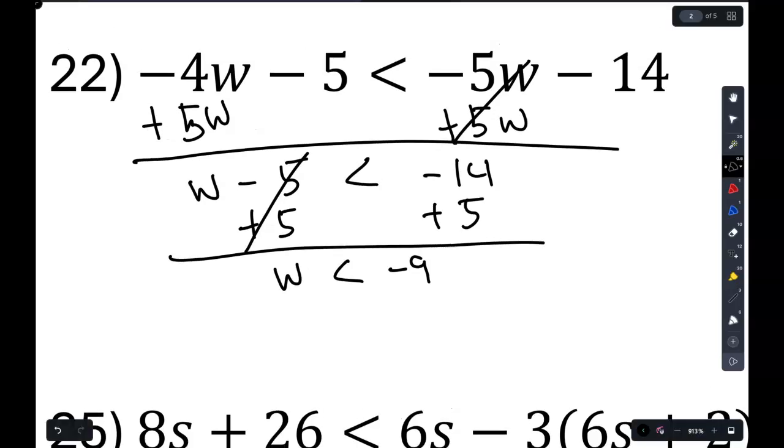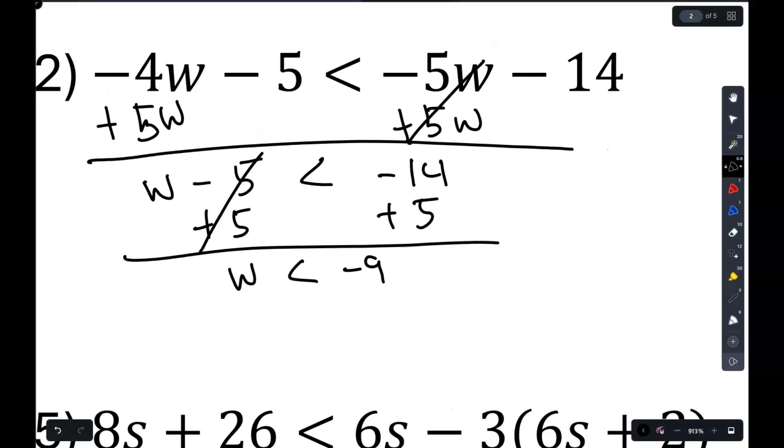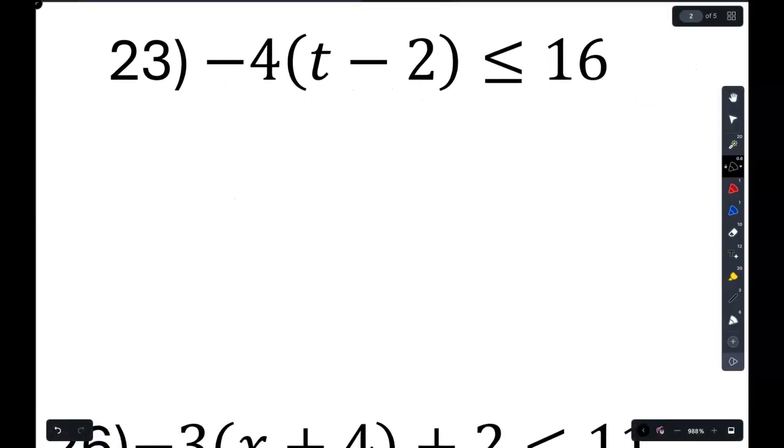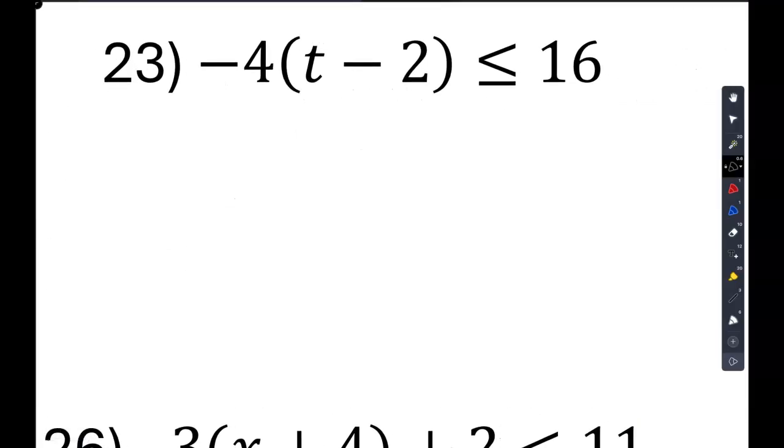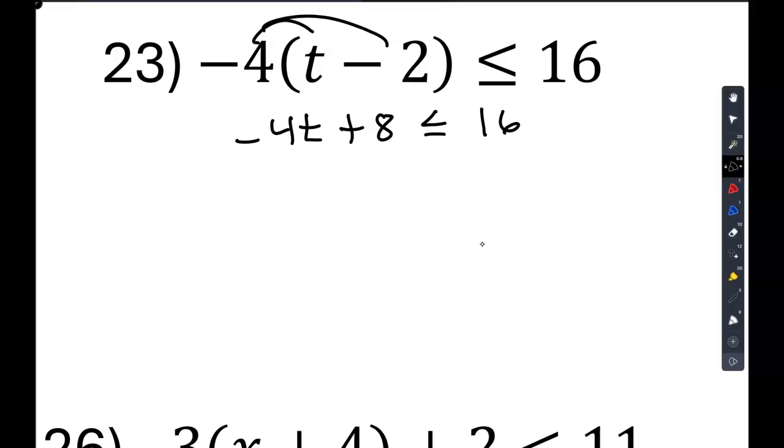Alright, I'm running out of time here. I'm going to see if I can squeeze in one more problem. Alright, we got a little distributive property here. Negative times a positive is a negative. 4 times 1 is 4. Then t. Negative times a negative is a positive. 4 times 2 is 8. Less than or equal to 16.